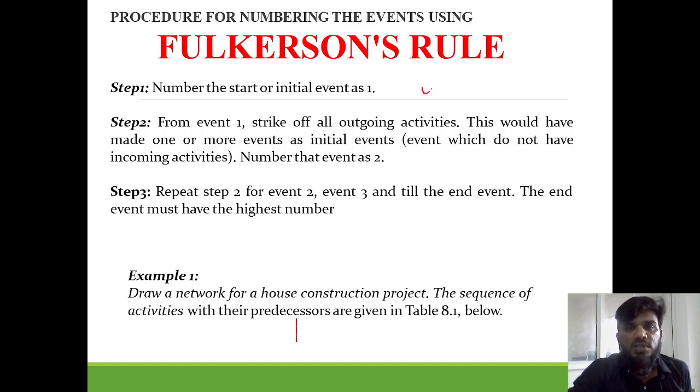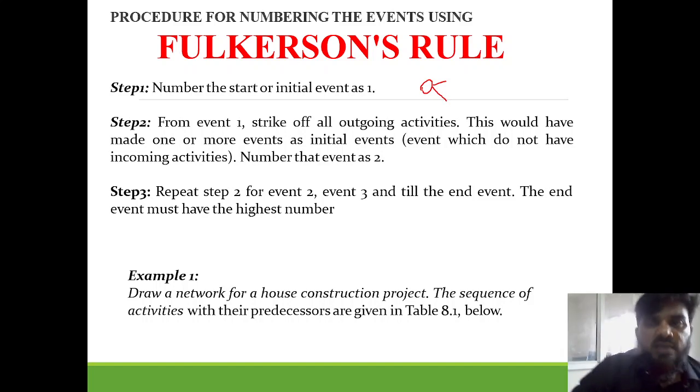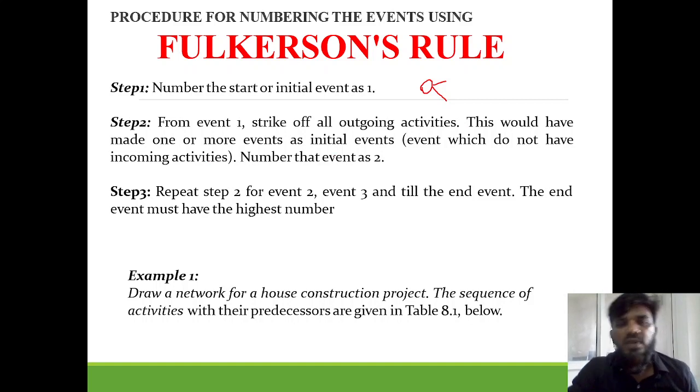For example, this is my first event. After that, if there are 2 events, you should take 2 events. If it is 1 event, you should take 1. However many events there are, that many should be started off from these activities. This would have made 1 or more events as initial events. Any event which does not have incoming activities, number that event as 2. Repeat step 2 for event 2, next event 3, event 4. For example, we have drawn here: this is 1, this is 2, this is 3. Similarly 4, 5, 6, you have to give that numbering and continue the procedure.